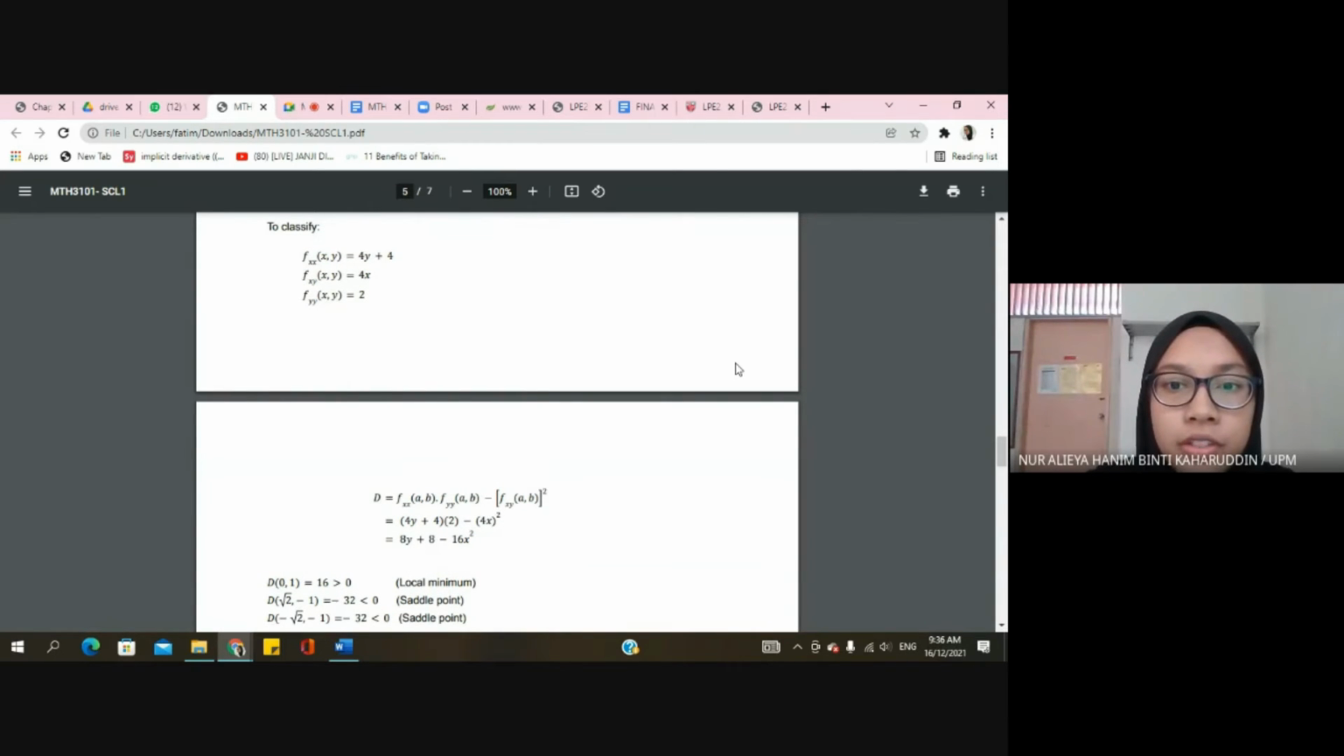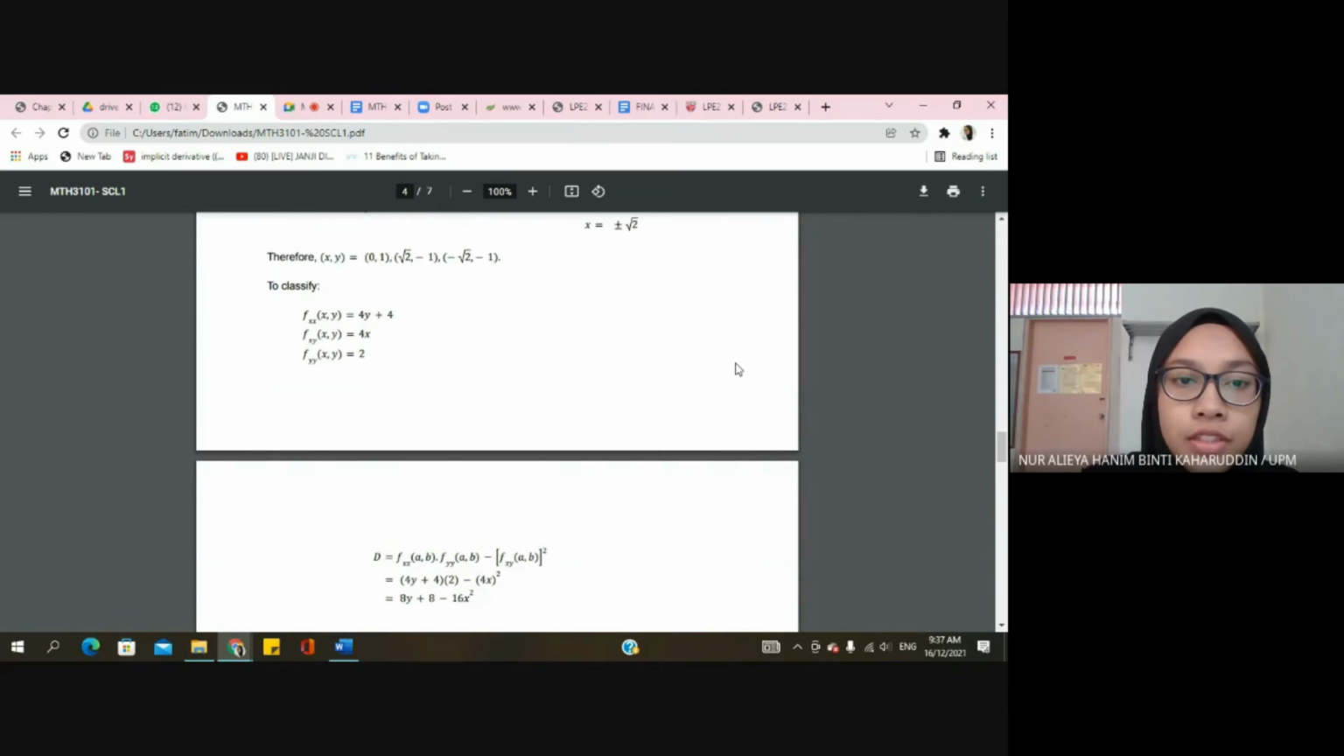Therefore, there are 3 points, which are (0, 1), (√2, -1), and (-√2, -1). To classify them, we use the second derivative test. We differentiate f_x with respect to x, and we get 4y + 4. We differentiate f_x with respect to y, and we get 4x, and we differentiate f_y with respect to y, and we get 2.